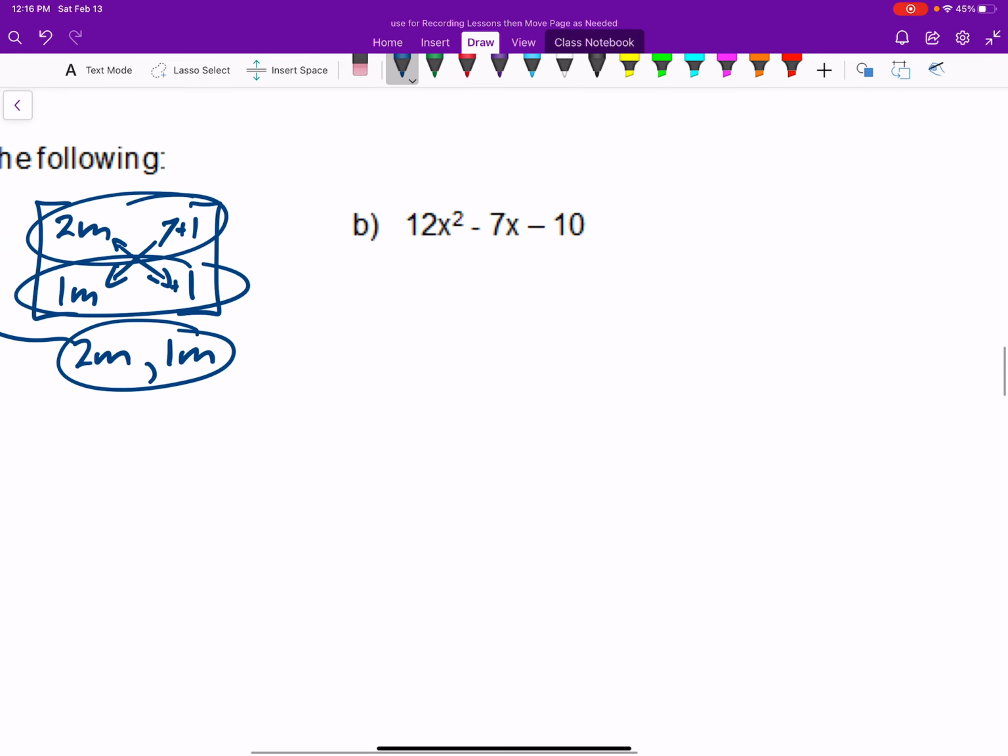12x squared minus 7x minus 10. Again, I look for a common factor, but I don't see anything that's a common factor in this one. So I'm going to set up my little box again. And I've got more options for 12 than I did. I could do 12 and 1, I could do 6 and 2, I could do 3 and 4. Again, I like to start with the ones that are closest together and work outwards. Likewise, for 10, I'd go 5 and 2.